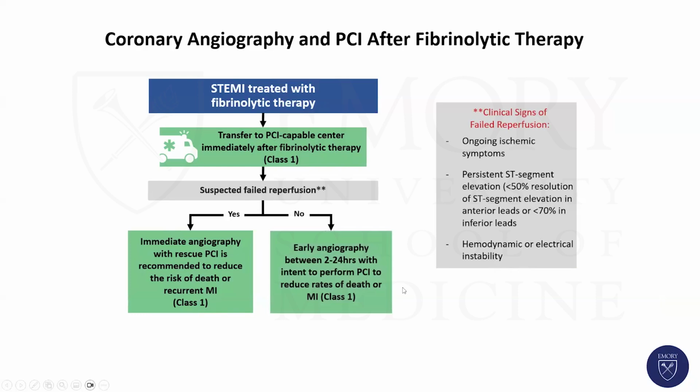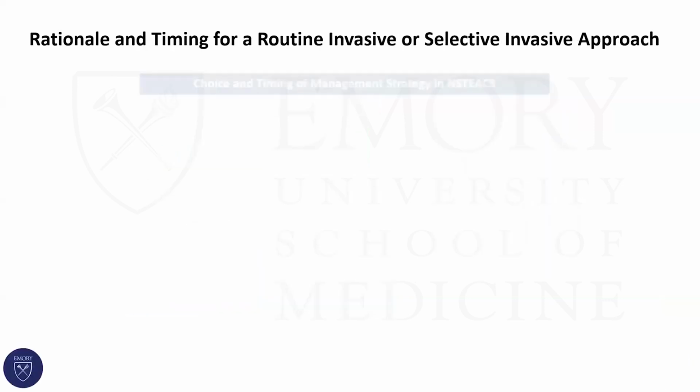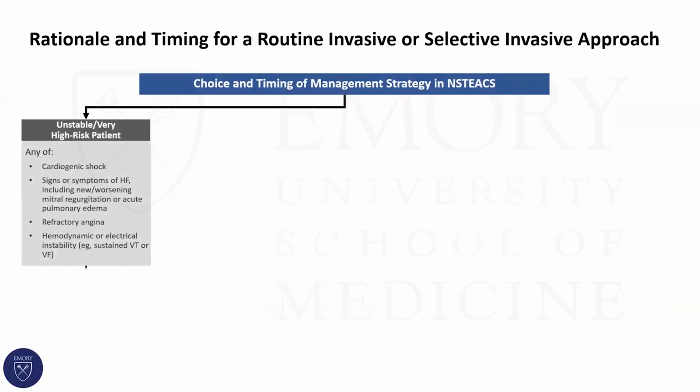If the patient has reperfused, early angiography is recommended within 2 to 24 hours with the intent to perform PCI to reduce rates of death or MI. That's a class 1. Now, what about non-STEMI ACS?